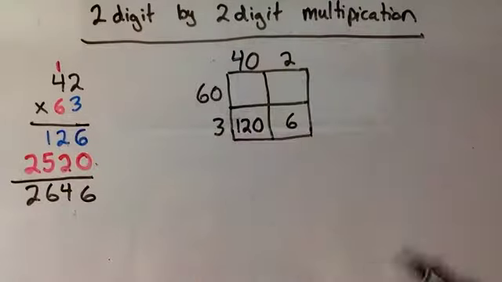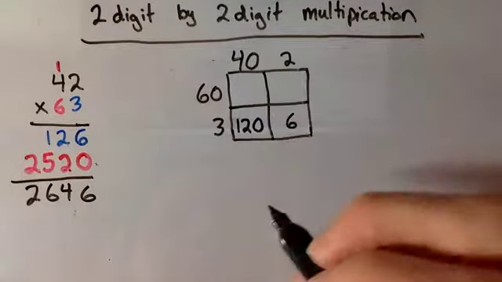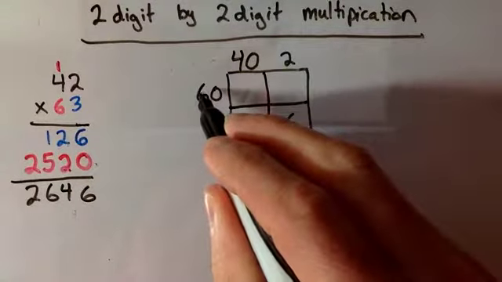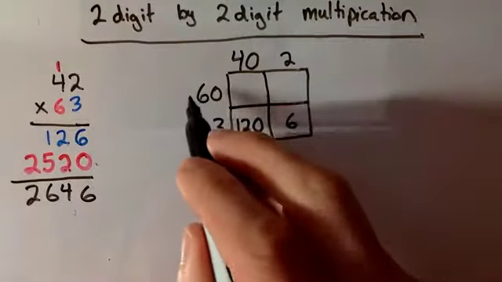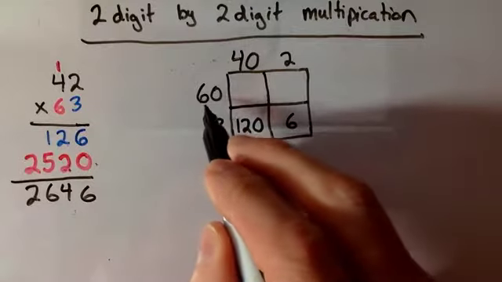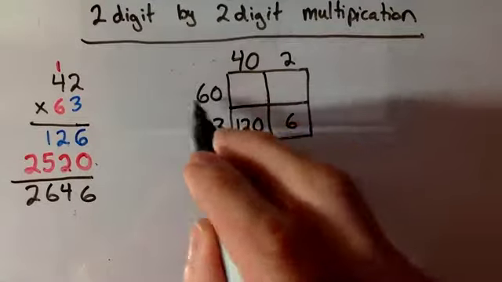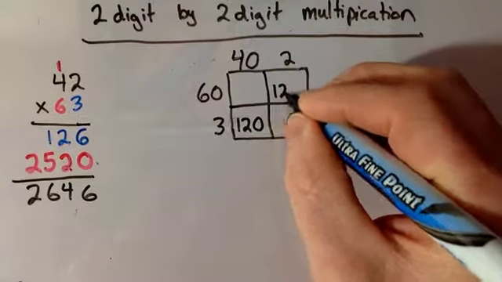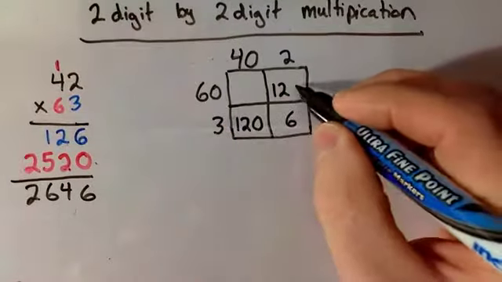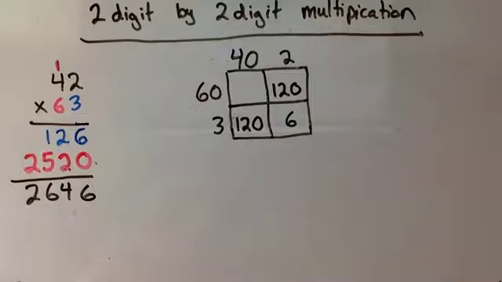Now let's go up here. It's the same thing with this box here. So if we have 6 times 2, again that's going to equal 12. But in our case, we want to have 60 times 2, which is again going to be 120, because 6 times 2 is 12, with that leftover 0, gives us 120.